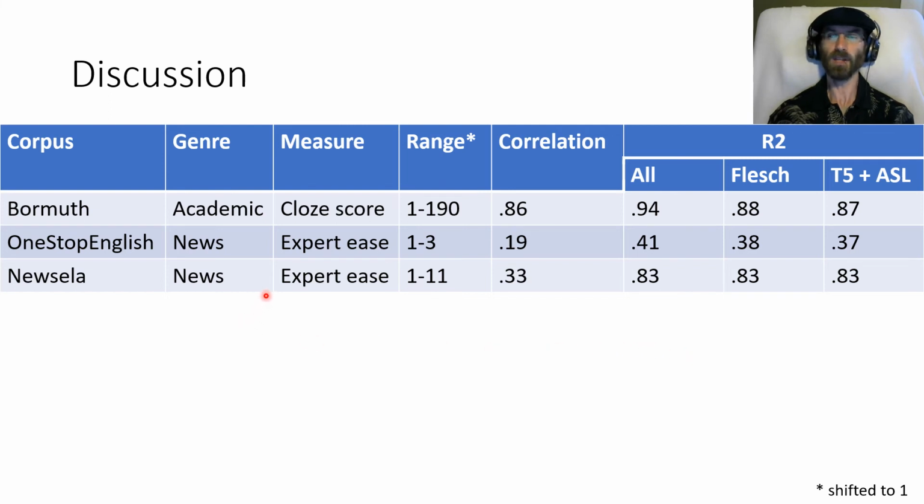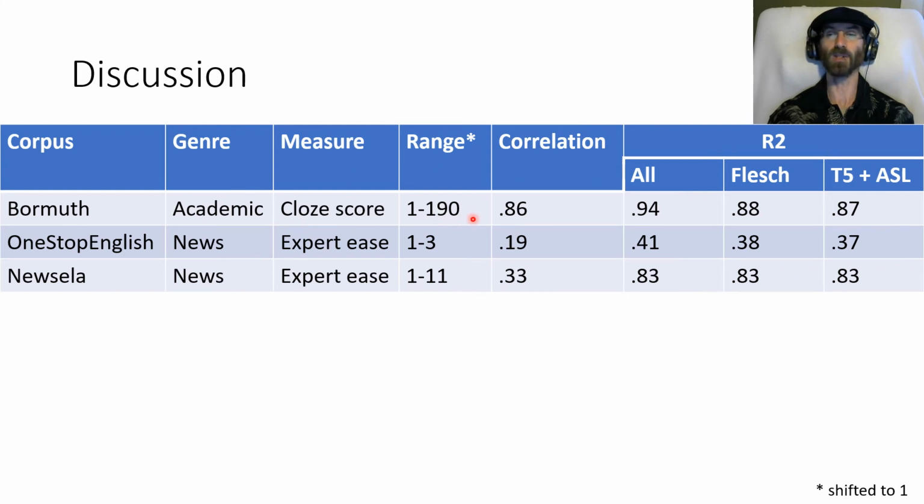So these three different corpora represent three different genres. One Stop English and Newsela are both news corpora, and Bournemouth is academic. Also, One Stop English and Newsela both use this metric of expert ease. So an expert has decided how difficult it is, probably informed by readability metrics, whereas Bournemouth is an actual human subjects data collection to determine difficulty.